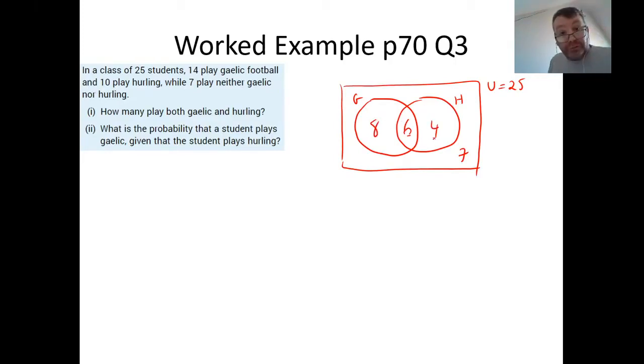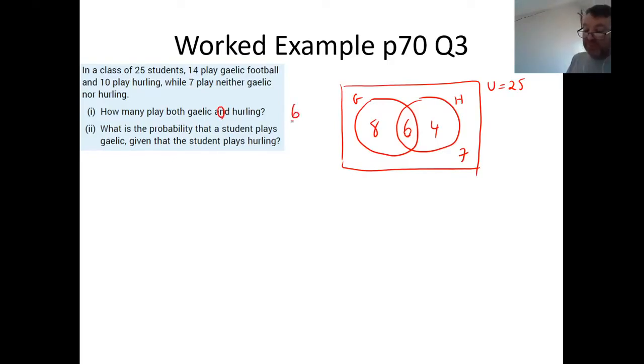Now if you add those up, that should give you the full class. So that's 10, and those 2 are 15, so 10 and 15 is 25. So at least you know that you have your Venn diagram worked out correctly. How many play both Gaelic and hurling? See that lovely N in there? N means intersection, so therefore the answer is 6.